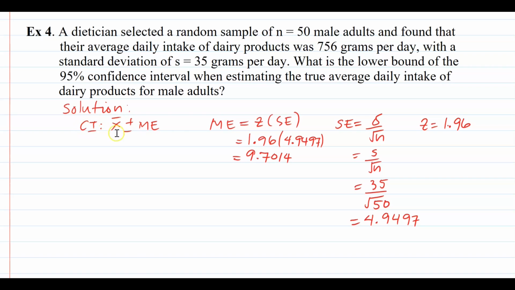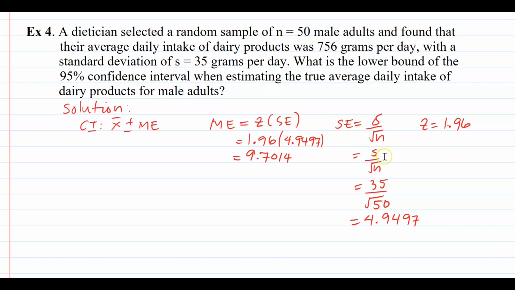Now, to determine the lower bound of the 95% confidence interval, we need to determine the confidence interval using this formula, X bar plus minus ME. Now, our ME is equal to Z times SE, and our SE is equal to sigma over square root of n, where sigma is the standard deviation of the population. But because we don't know the standard deviation of the population, we will estimate it using the standard deviation of the sample, which is 35.